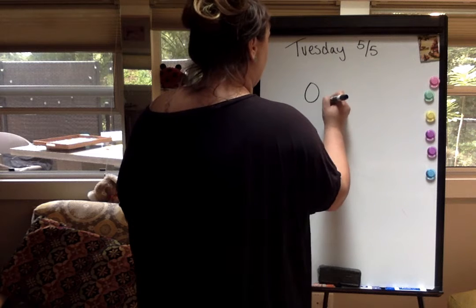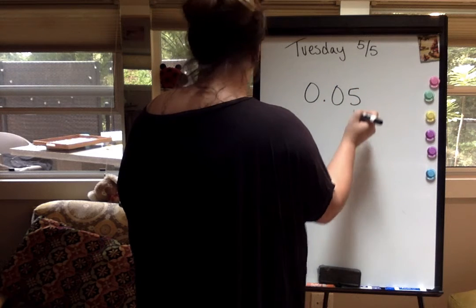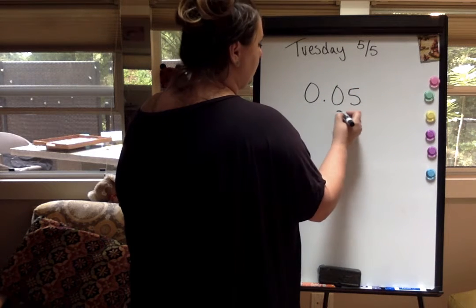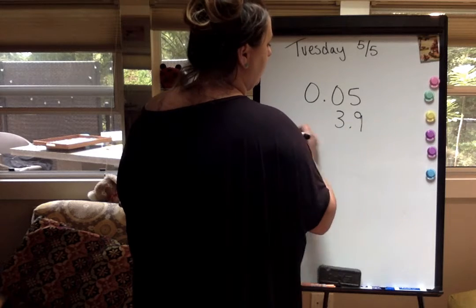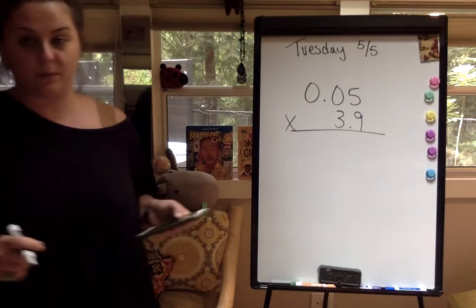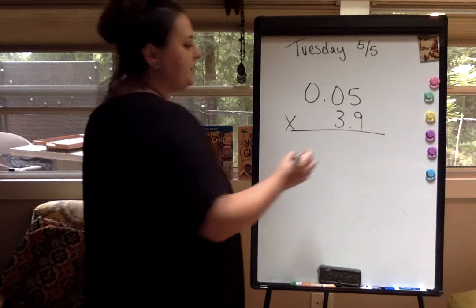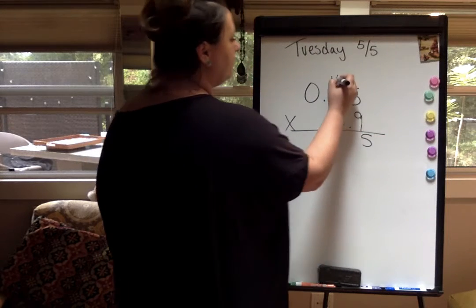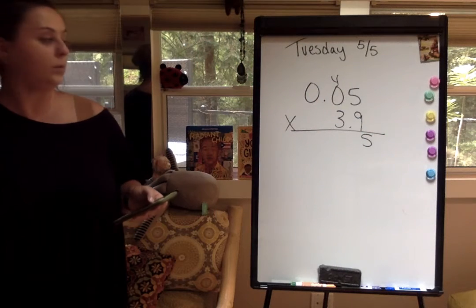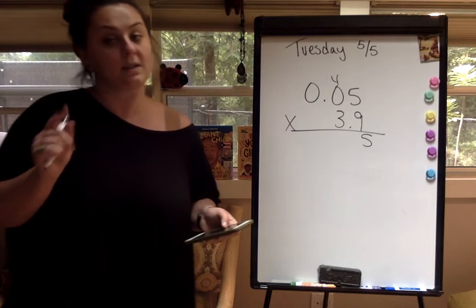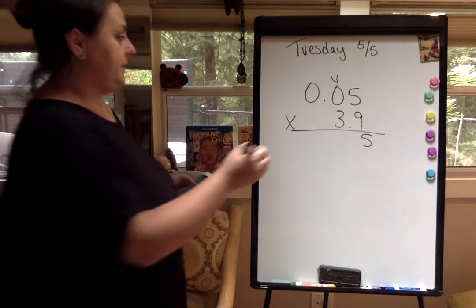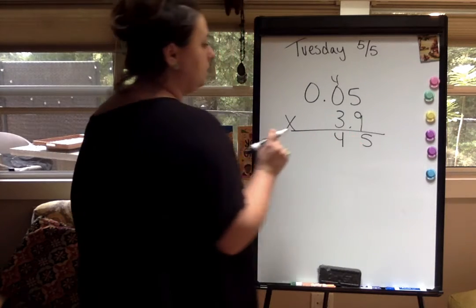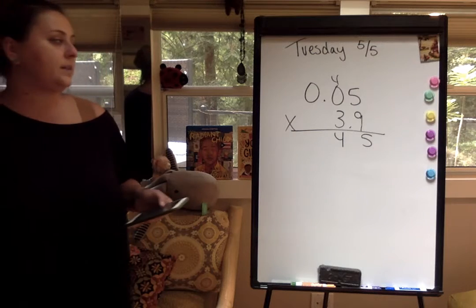Let's do 0.05 times 3.9. Okay, we ready? 9 times 5 is 45. 9 times 0 is 0, plus 4 is 4. 9 times 0 is 0.